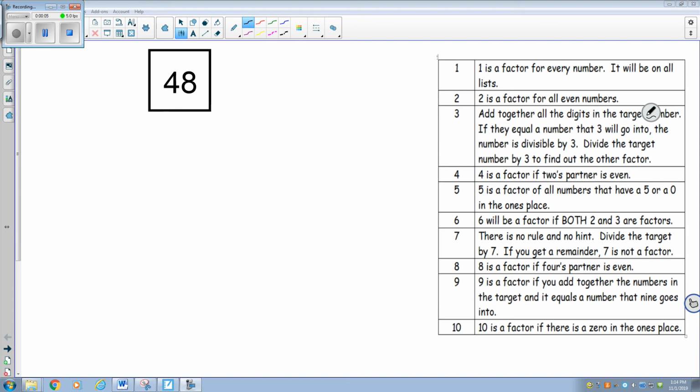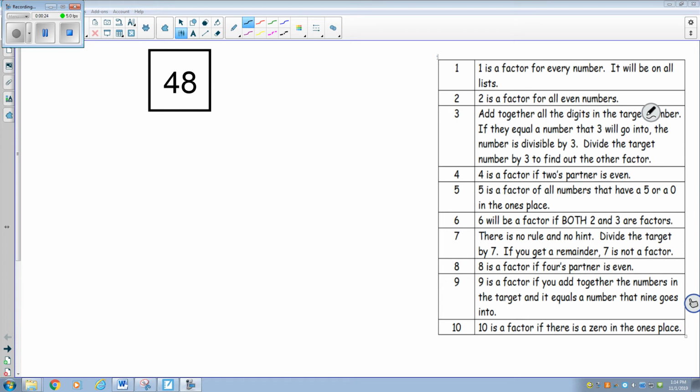In this video I will be explaining how to find all the factors for a particular number. That means trying to find all the numbers, such as in this case 48, that can be divided equally into it. To do that we're going to have a couple tools we can use.